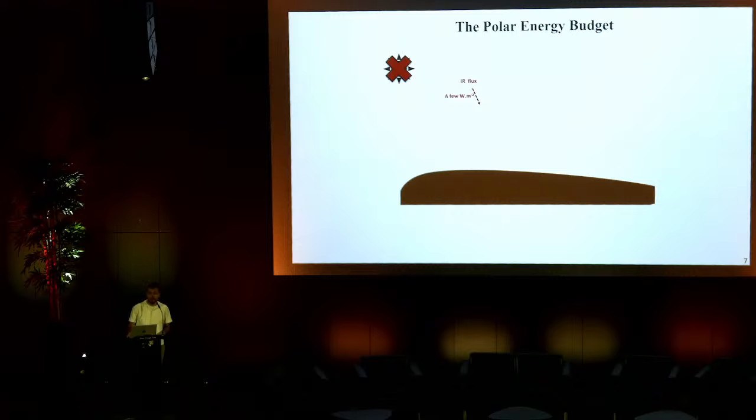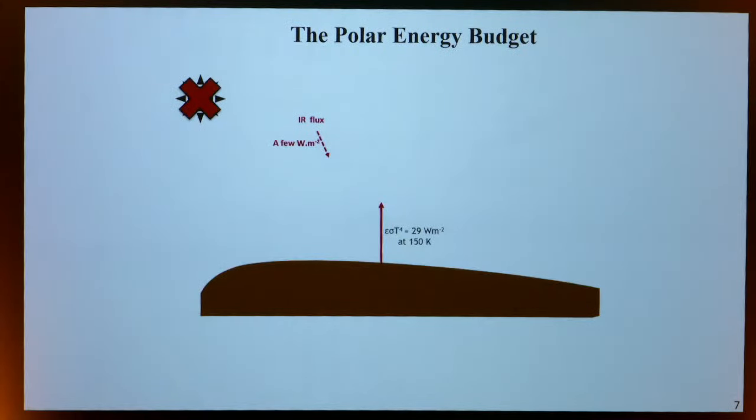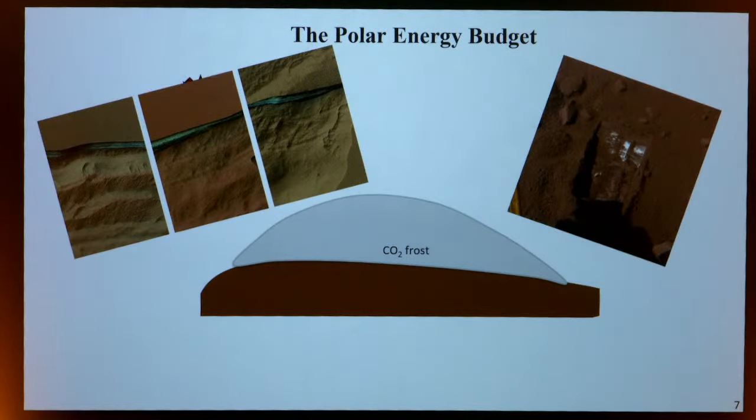We have an infrared flux coming from the thermal emission by the atmosphere. And then you have the radiative cooling at the surface, which is around 30 watts per meter squared at the condensation temperatures of CO2. Given these energy inputs, you can have the formation of CO2 frost as your surface cools because of this surface energy budget.